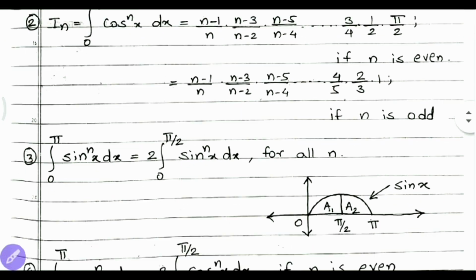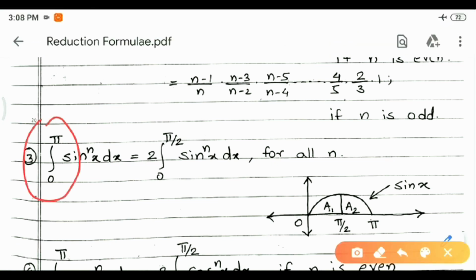Now the third formula that we are going to see is for the integral 0 to pi. Please note the integration limit. It is 0 to pi now. So if you have 0 to pi, the formula is 2 times the integral 0 to pi by 2 of sine raised to n x dx, for all integer values of n. We are going to take n as an integer.